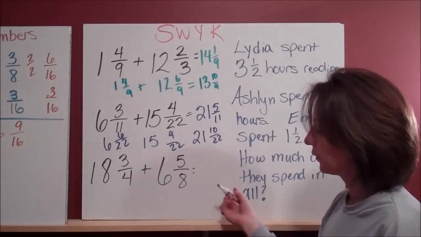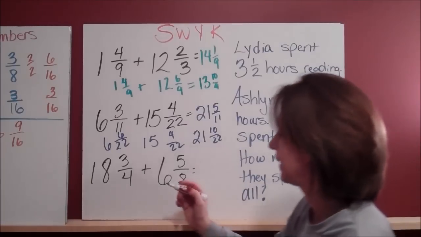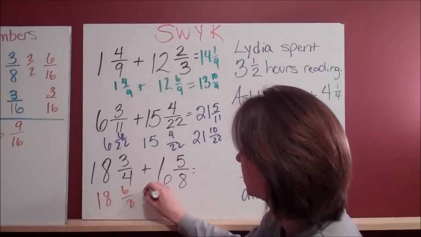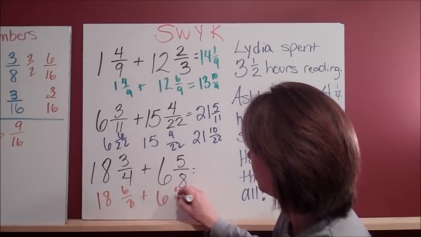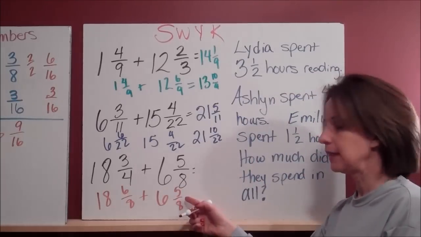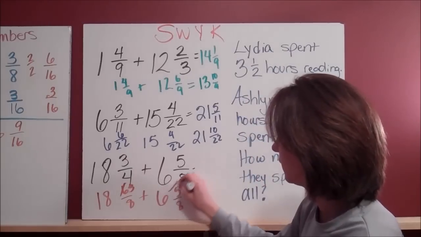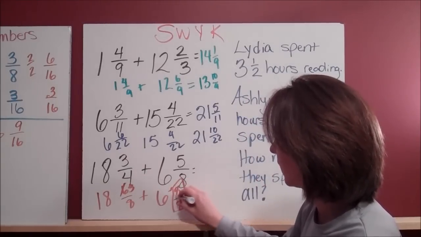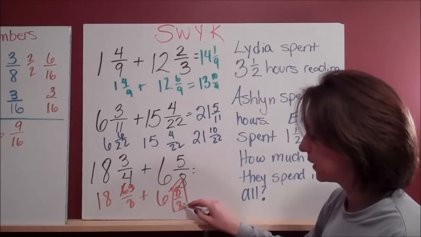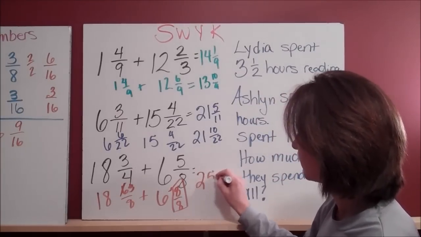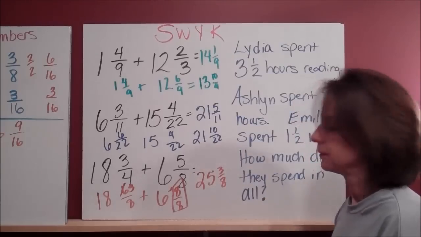Then we have 18 3/4 plus 6 5/8. So hopefully your new problem was 18 6/8 plus 6 5/8. And I'm looking at needing 3 here to make a whole. I have it. So this is 3. And now this is a whole as 8/8. So 6 plus 1 is 7, plus 18 is 25, and 3/8.